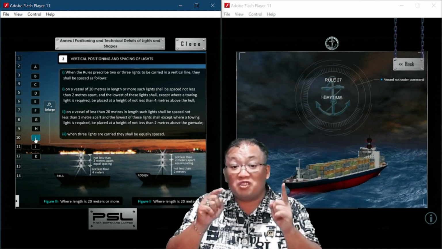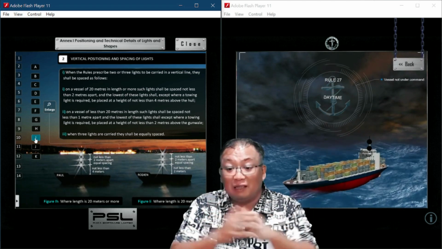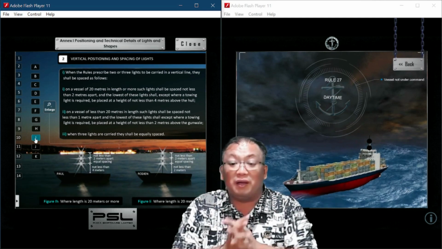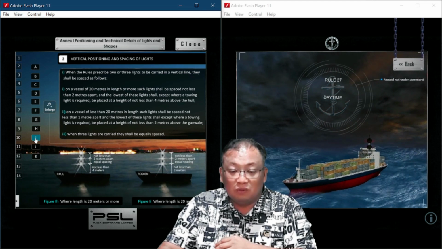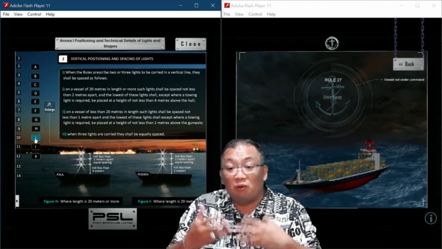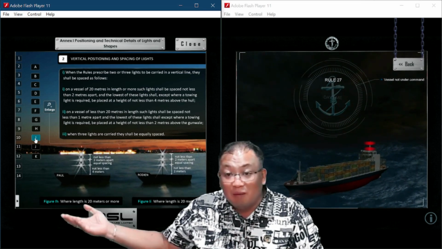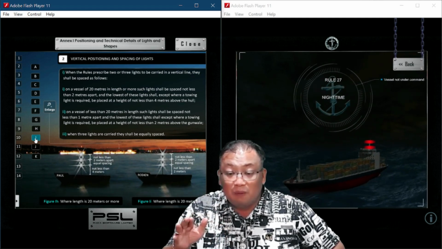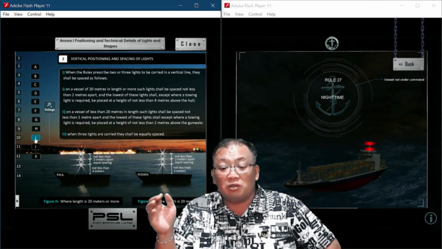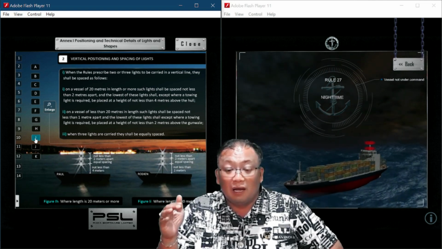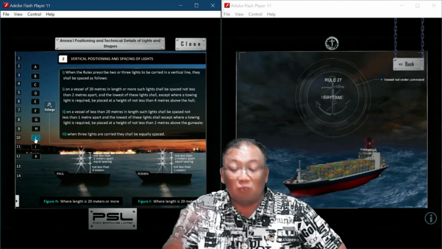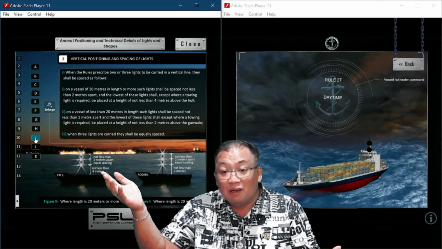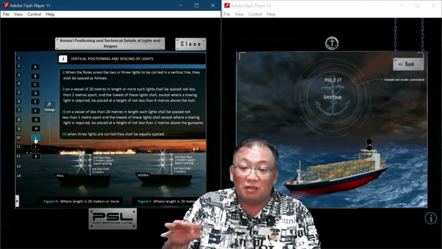Okay, the hotel, talking about the height above the hull, if 3 lights or 2 lights, should not be less than 4 meters. Okay, so let's read the rules and I will rediscuss using the animation here below. On a vessel of less than 20 meters in length, the smaller vessel, such lights shall be spaced not less than 1 meter apart, and the lowest of the lights shall, except when a towing light is required, be placed at a height of not less than 2 meters. For a bigger, longer vessel, 4 meters. And for a smaller vessel, 2 meters height above the hull.